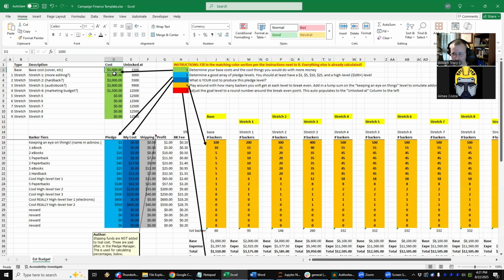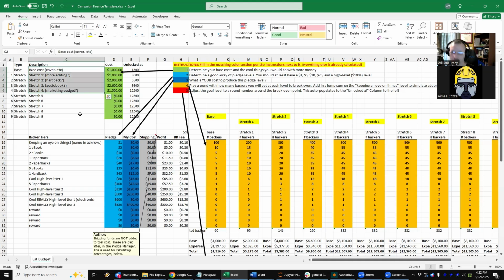You might have to go with a cheaper cover or something like that. So we have a good estimate of what it takes. In this case, I'm going to say cover, maybe you have some editing on it, hopefully, and formatting, something like that. Comes to $1,000. So this is our base cost for the book.